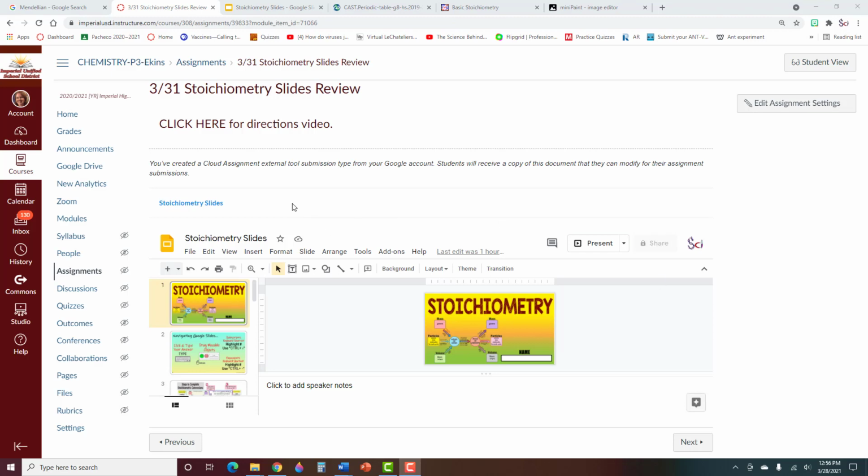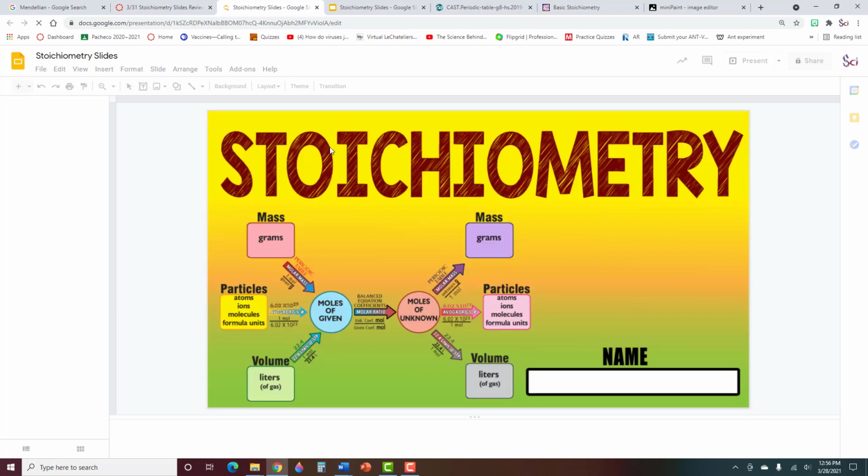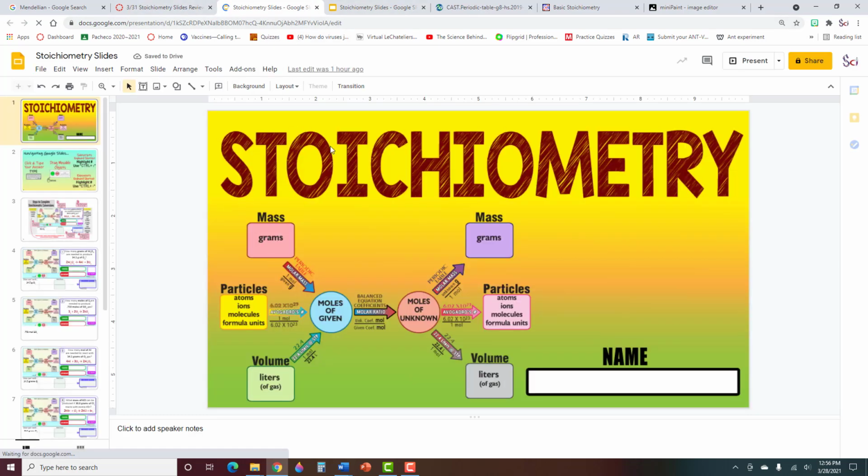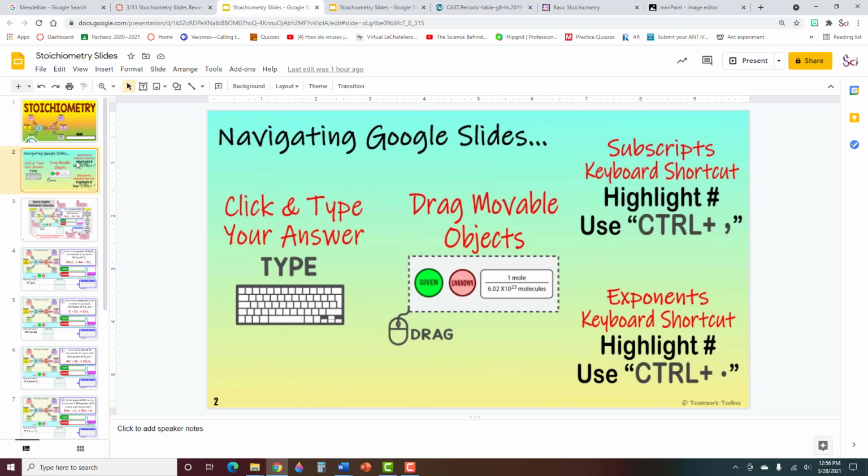So these are the instructions for this 331 stoichiometry slides review. If you open that up, click on the title, it will open to a larger window. And then you have a directions page here. Some of the answers you'll be typing. Some of the answers are movable objects you'll be dragging to different places.